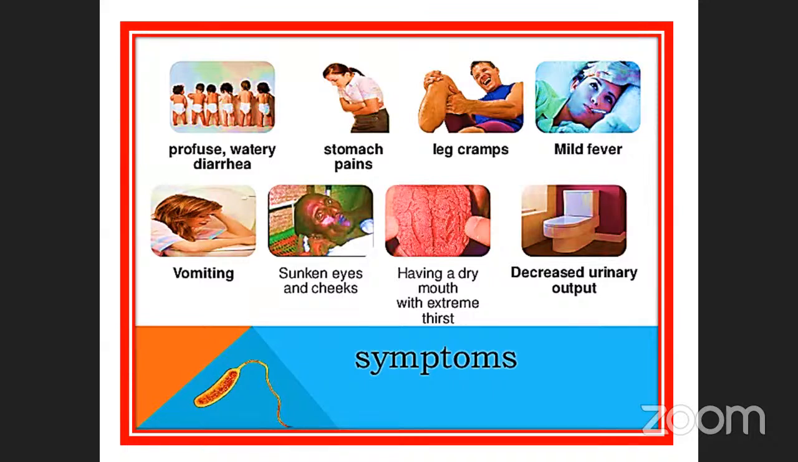Decreased urinary output. Urine will not come because the water molecules are eliminated in the form of watery stools, so the urine count will be less. You have to excrete 1.5 liters of urine per day and secrete 1.5 liters of saliva. You have to take 3 to 4 liters of water daily, but how much are you taking? It is very less. So there is a dry mouth with extreme thirst, and you have to take water again and again.